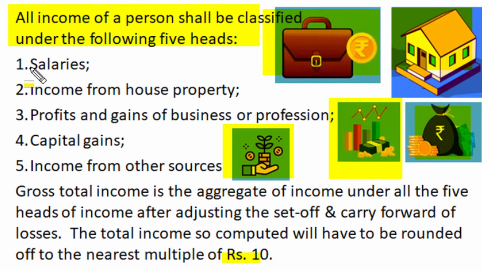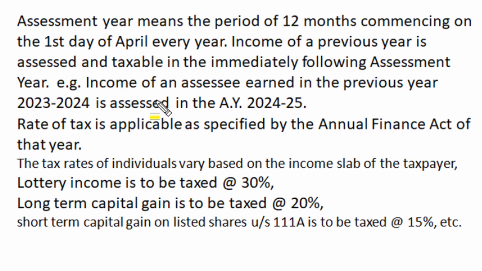So in these five, salaries, income from house property, profit or gains of business or profession, capital gains and income from other sources are aggregated together and adjusted for losses and rounded off to the nearest multiple of 10 for tax calculations. In income tax terminology, assessment year means the period of 12 months that commences from 1st of April every year to 31st March of the next year. Now in income tax calculation, income of the previous year is assessed and is taxable in the immediately following assessment year.